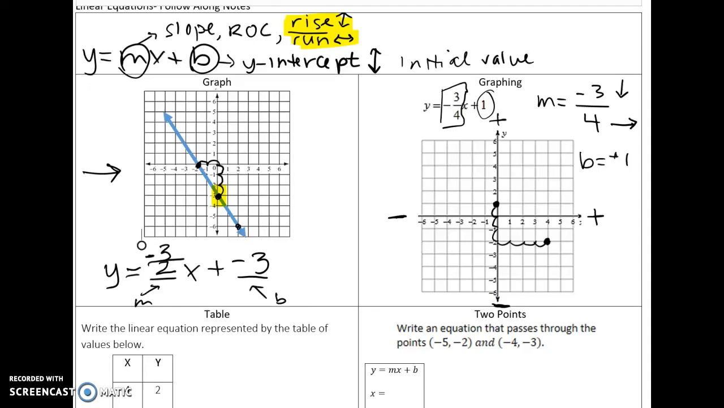And I will go up 1, 2, 3, 4, and left, went too far, got excited there. I'm only going up 3 because my rise was 3. And I will go left 1, 2, 3, 4 and plot that point. When I connect the dots, I'll see I have that constant rate of change, which is what I'm looking for in a linear equation.